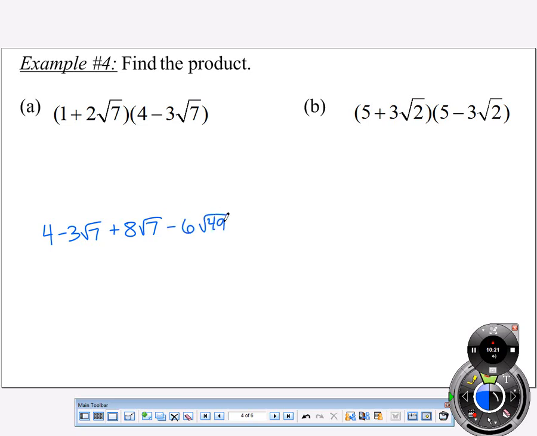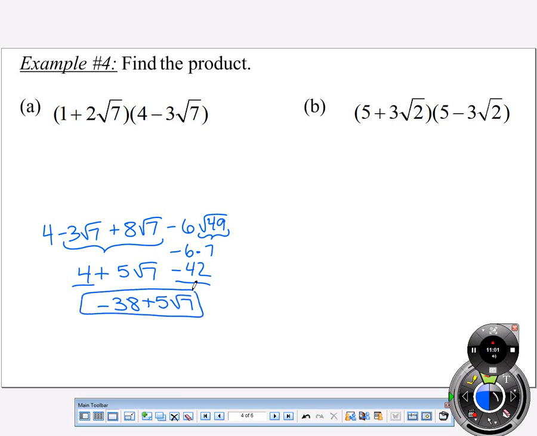It's going to give me this, for those of you that like seeing all of those steps. But rad 49 is going to end up being 7. So that's really negative 6 times 7, which is 42. Right here, these two are like terms, so they can combine together. So negative 3 rad 7 plus positive 8 rad 7 will give me a positive 5 rad 7. And I have 4. And then these two can combine together. Positive 4 plus negative 42 would give me negative 38. And then that would be as simple as I could make that.